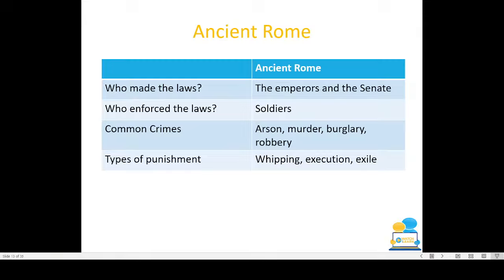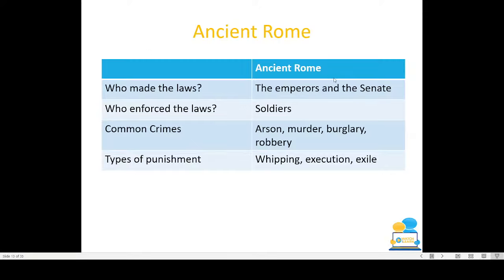So finally, we have common crimes. We have arson, murder, burglary, and robbery, and we're going to look at how lots of these crimes stay the same, but then how they also develop over time, which will help us answer the question. And finally, we have the types of punishment. So we have whipping, execution, and exile.